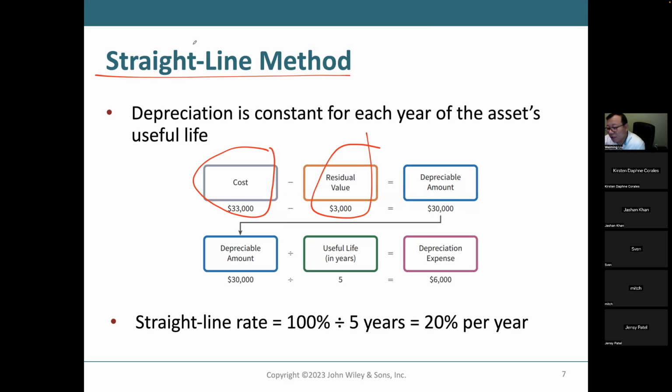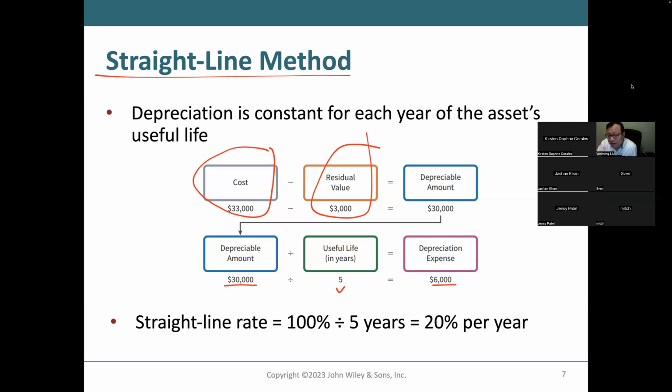Straight line means you allocate the depreciable amount evenly into the years of useful life. The years of useful life is 5. So 30,000 divided by 5. So every year, your depreciation expense is $6,000. Does this make sense?